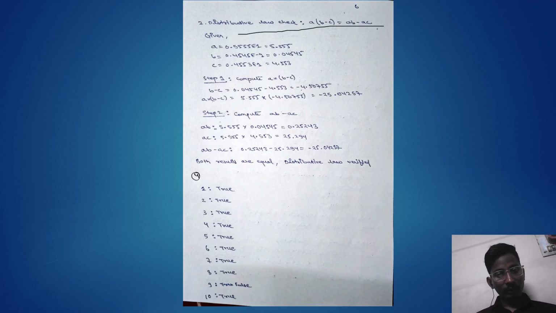First of all, AB and AC. So AB, the result of AB is 0.25243 and AC is 25.29. So minus of both of them is also negative of 25.04255. Both results are equal and distributive law verified. So fourth is true and false.